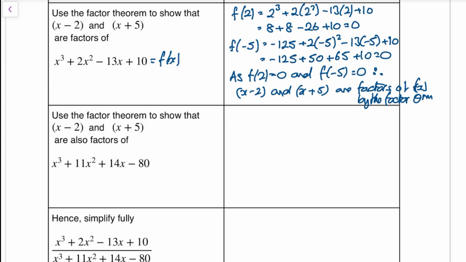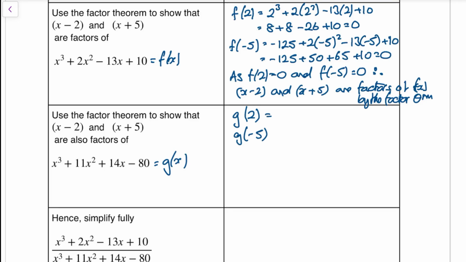Use the factor theorem to show that. So it's a very similar question. So I'm going to do the same thing again, except I'm going to call this g of x. Now I'm going to do this one slightly quicker just for space reasons, and so you're not watching me just do lots of maths on a sheet. So I'm going to work out g of 2 and I'm going to work out g of minus 5.